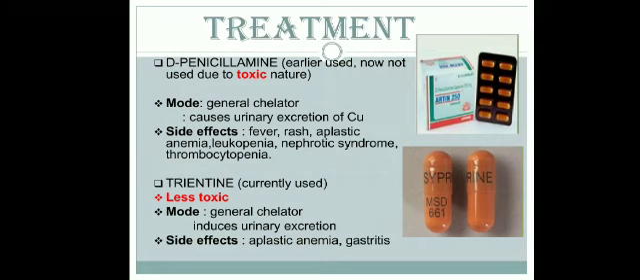Now, the treatment includes D-penicillamine, which was earlier used but is not presently used due to its toxic nature. Its mode of action is as a general chelator. This causes urinary excretion of the copper. The side effects include fever, rash, aplastic anemia, leukopenia, nephrotic syndrome, thrombocytopenia.